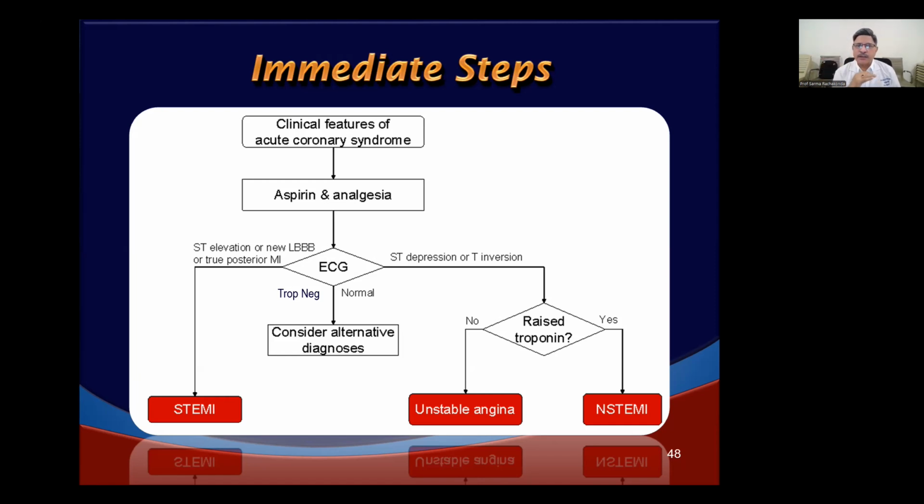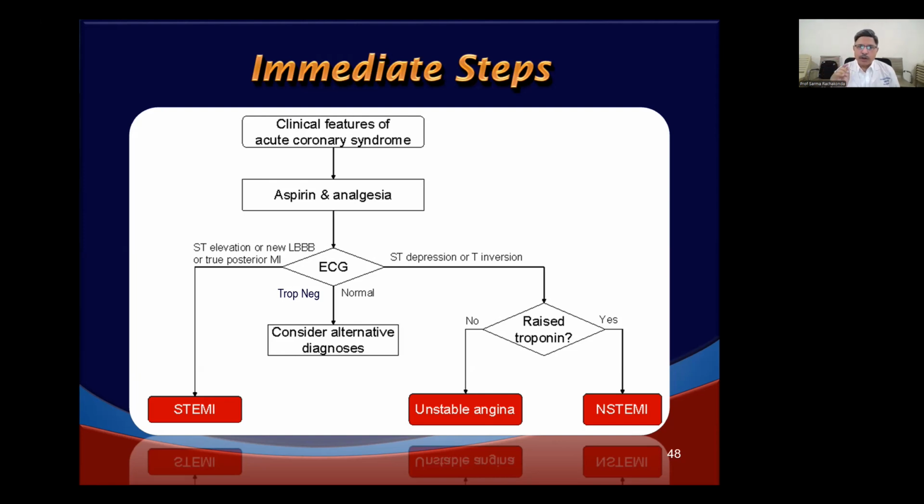Okay, ECG is normal. There are no ST-T changes, though the symptoms are suggestive. Next step is to do a TROP. TROP is negative, consider alternate diagnosis. The third possibility is ST depression or T wave changes are there. TROP is done. TROP is negative, unstable angina. TROP positive, NSTEMI. Why? ST-T wave changes are there, symptoms are there, and no ST elevation. TROP negative, unstable angina. Okay.